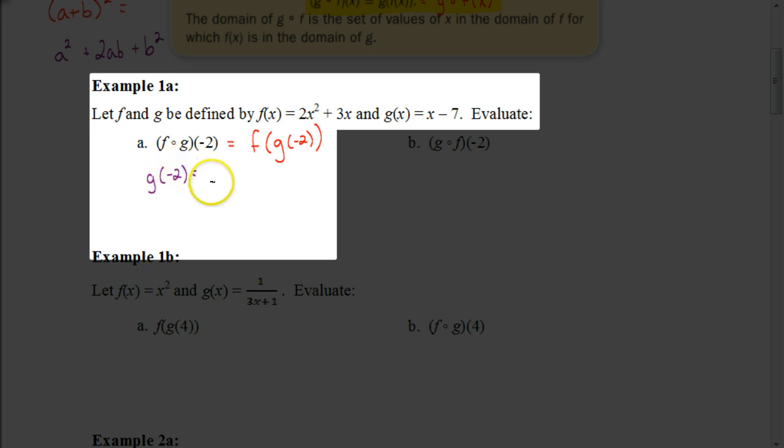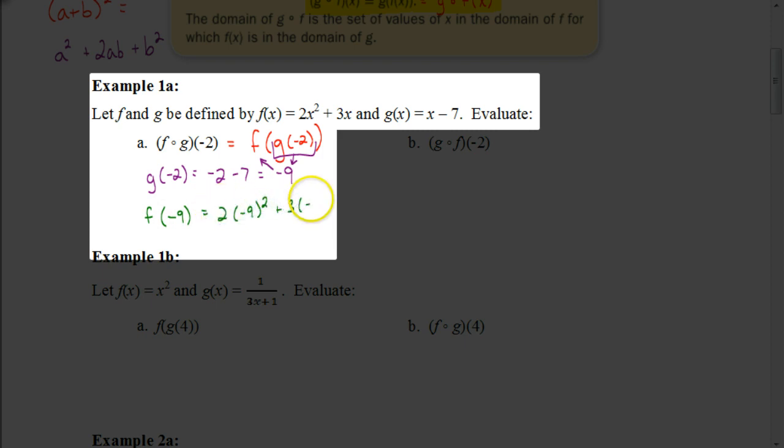So when I put negative 2 in function g, all I have to do is subtract 7, and that gives me negative 9. So that means this piece here is negative 9. So I'm going to put negative 9 now inside of function f. When I put that inside of function f, I would have 2 times negative 9 squared.